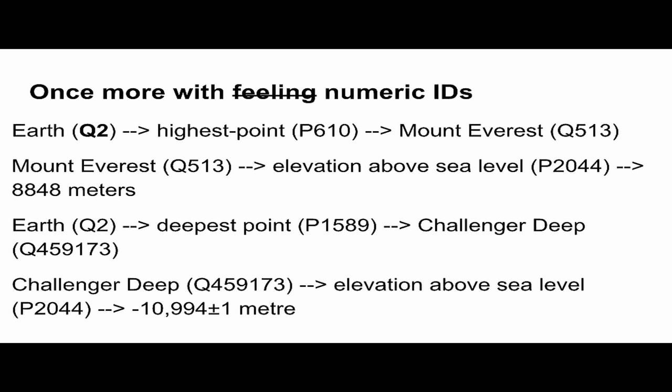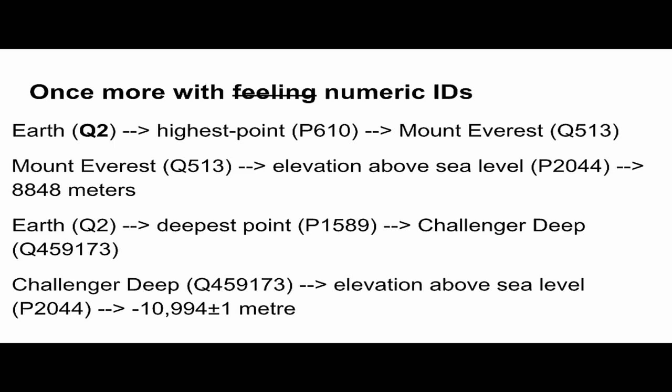Now, here's yet another view of the same data, once more with numeric IDs. So this is the same information, the same 4 statements, but this time, in addition to using words, I'm also including weird numbers following either Q or P. So P stands for property. So the highest point property is P610, and the deepest point property is P1589.